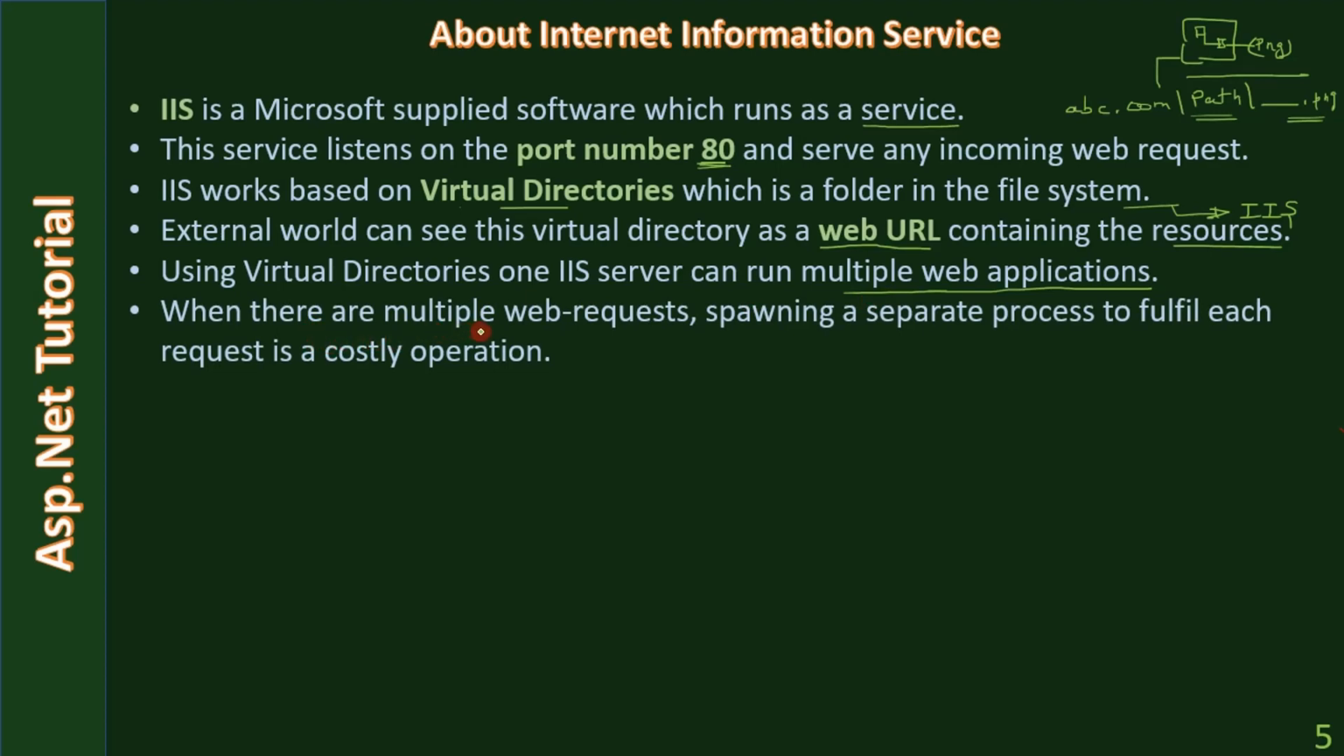When there are multiple web requests, spawning a process to fulfill each request is a costly operation. Think of the Google search engine. There may be multiple requests per second or per minute. So if the web server is IIS, spawning a separate process for each request that comes in per minute or per second is a costly operation.